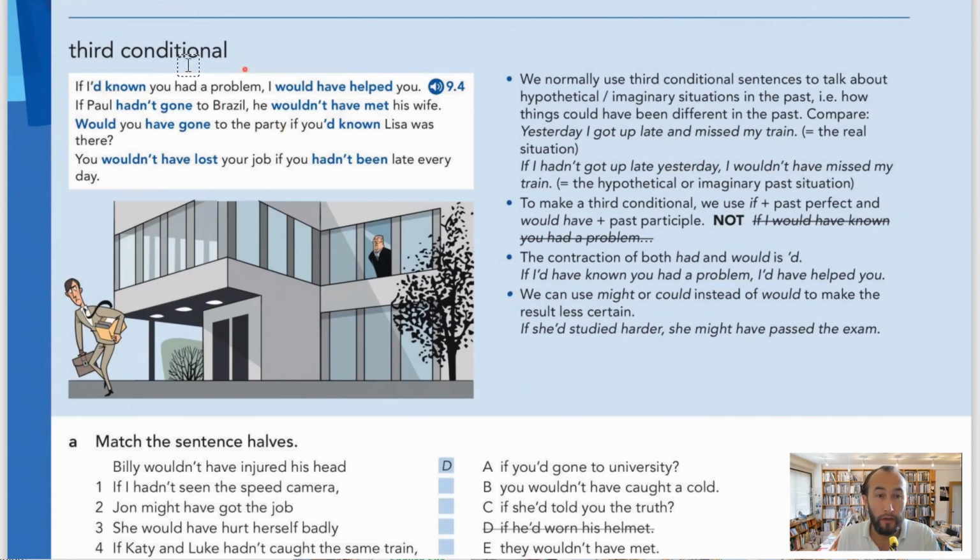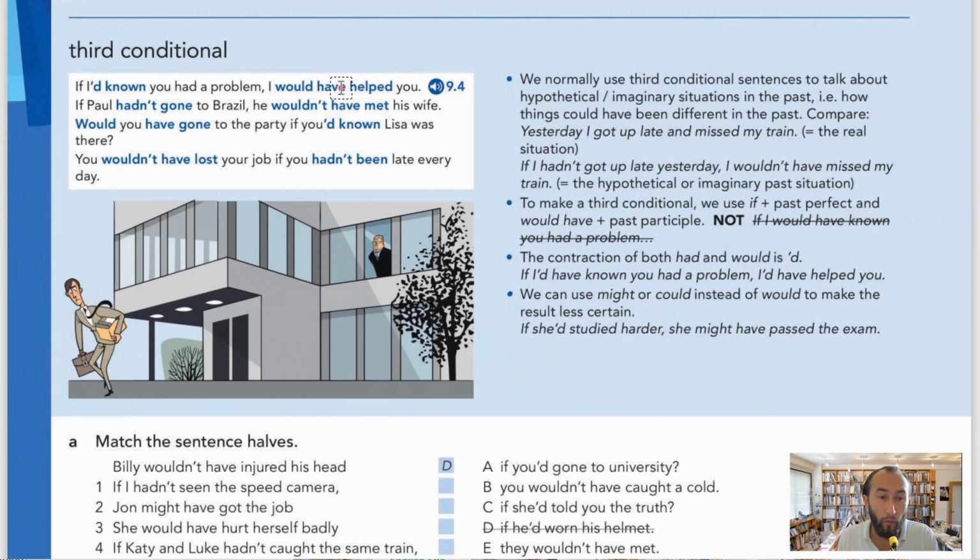Right. In the if part, you can never ever use would. Guys, you should not forget that. In the if clause, we cannot use would at all. Right. And in the main part, instead of would, we can also use could or might if I want to. For example, if I want to talk about ability, I use could. If I talk about possibility, I use might.